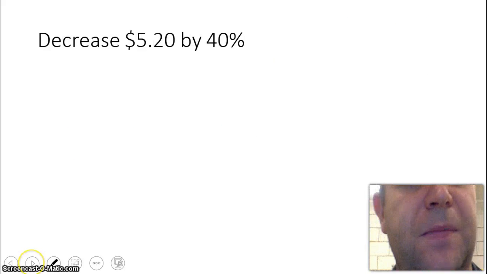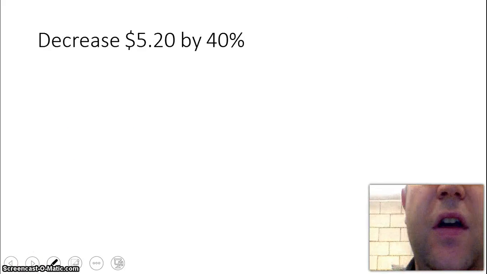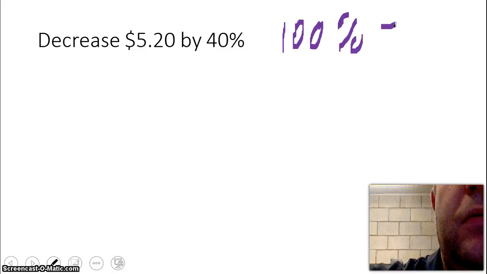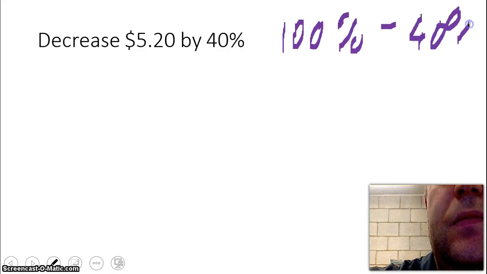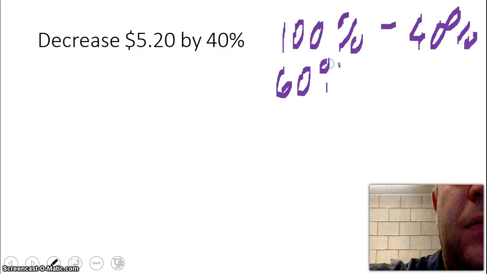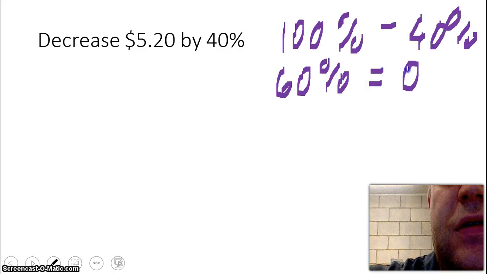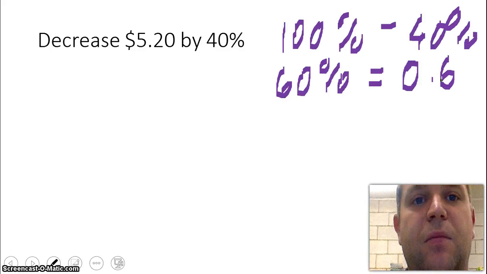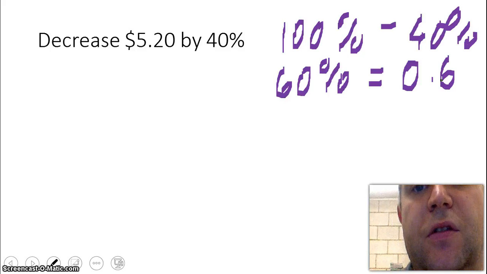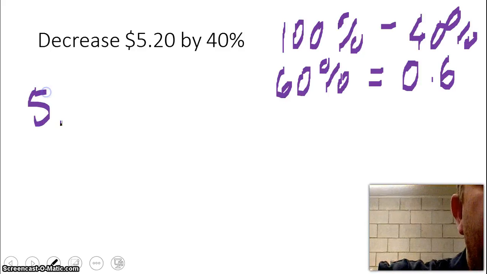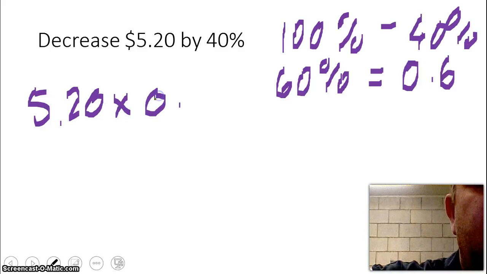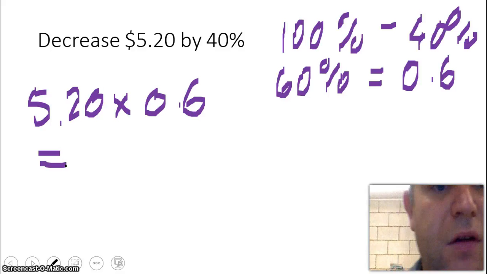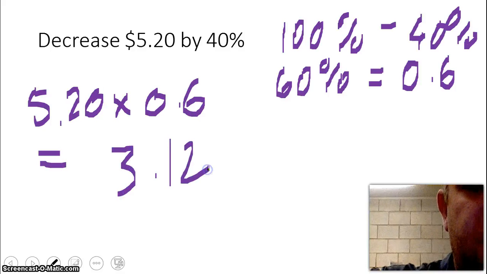Doing a decrease, same idea. We've got our 100%. We're going to take away 40%, which leaves me with 60%, which is the same as 0.6. So, following the same principles, we're going to go $5.20 times 0.6, and that's going to give us our answer once we type it into our calculator of $3.12.